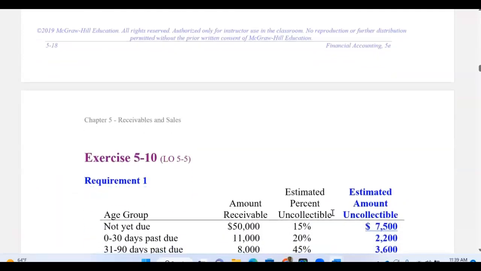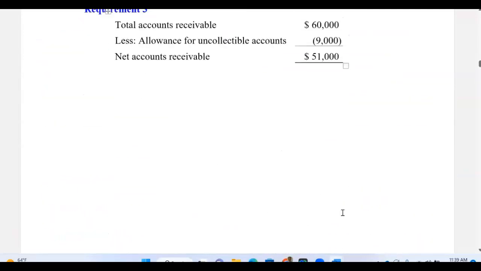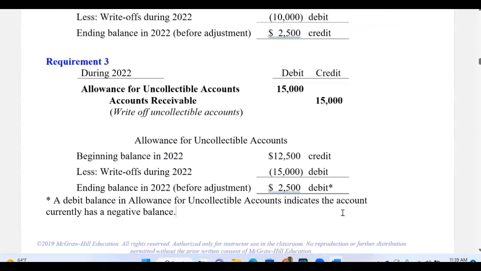Professor, going back really quick on the same one that we just did, sorry to interrupt you, on where you wrote the write-offs for the 15,000 debt. So the ending balance isn't a negative amount? It's still 2,500. Yeah, it's a negative amount. That means it's on the debit side. That's what we say. Oh, okay.